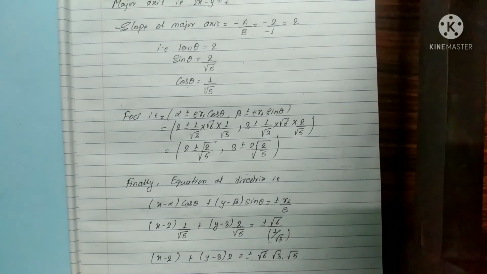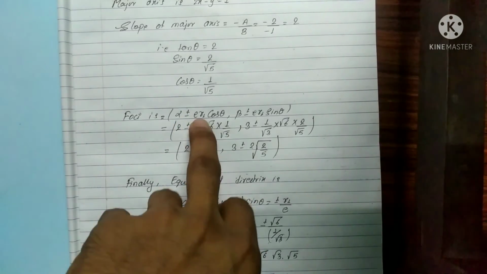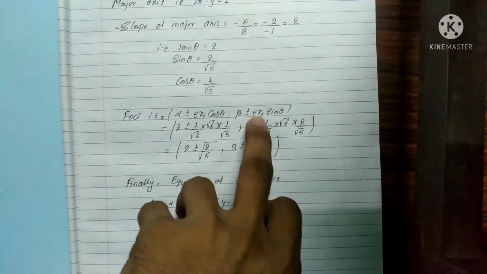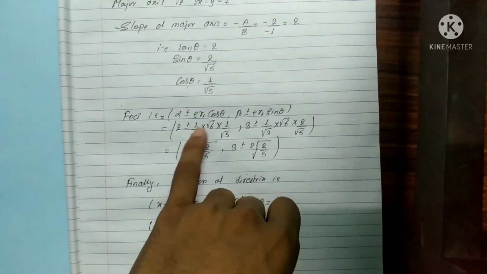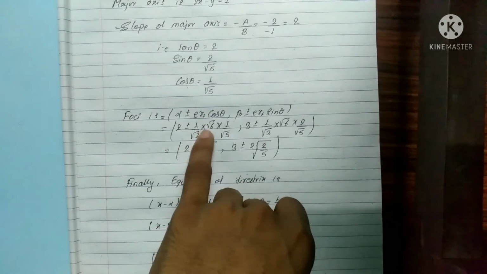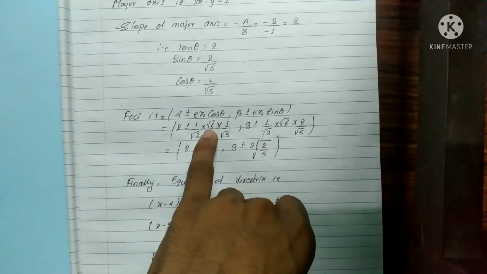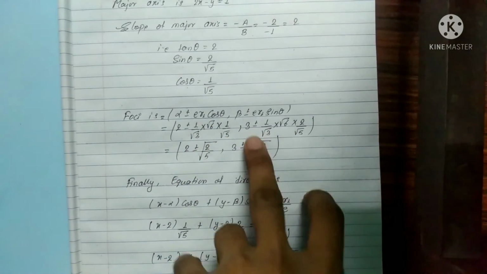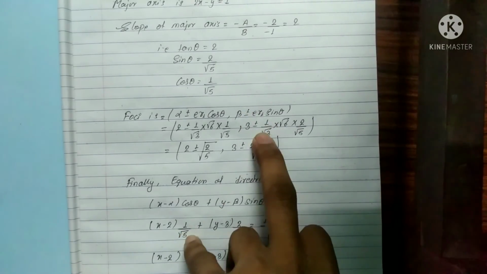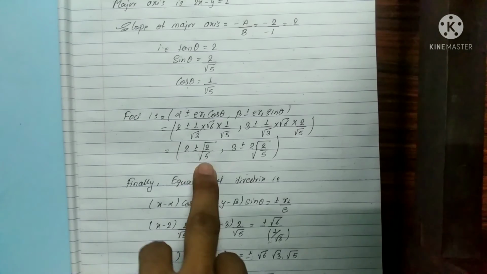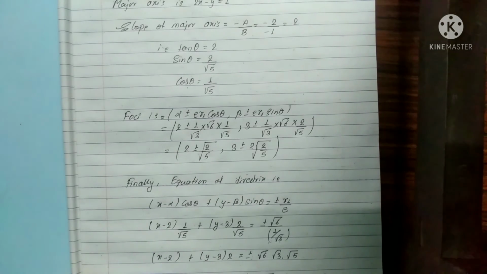And the foci formula is alpha plus minus e r1 cos theta comma beta plus minus e r1 sin theta. So 2 plus minus 1 by root 3, eccentricity is equal to 1 by root 3, R1 length of semi-major axis is equal to root under 6. Beta is equal to 3, the y-axis center, and plus minus eccentricity R1 is equal to root 2, so foci is equal to 2 plus minus root under 2 by 5, and 3 plus minus 2 root under 2 by 5.